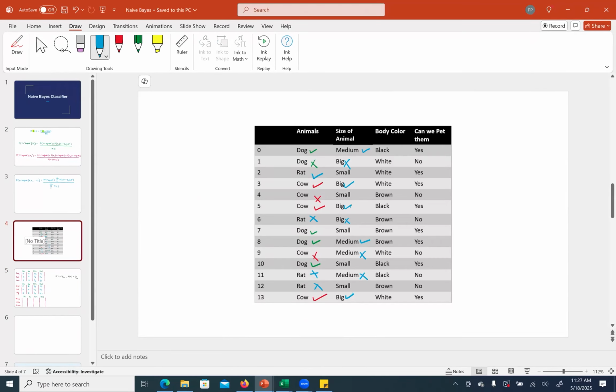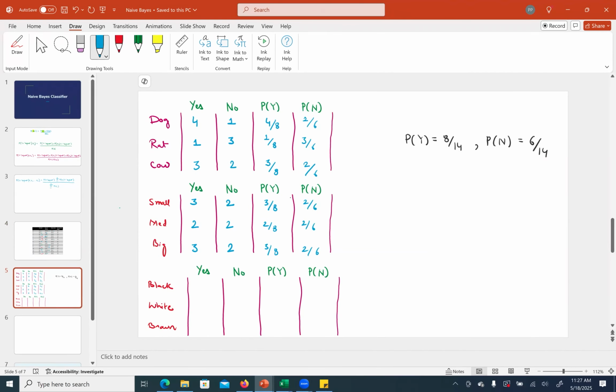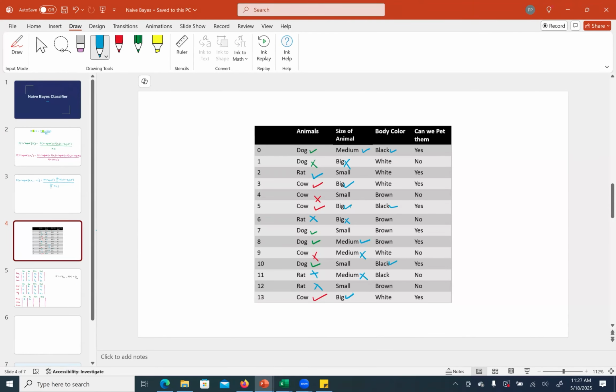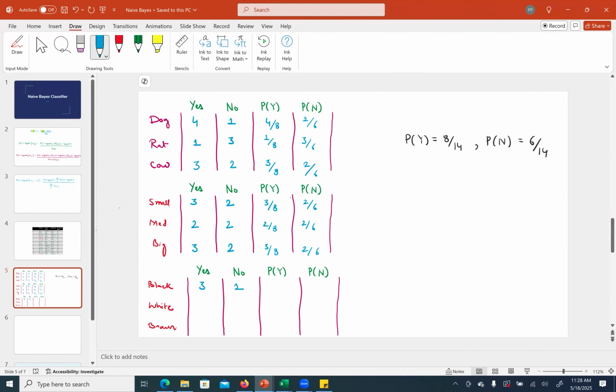How many blacks do we have as yes? 1, 2, 3. Okay, yeah, 3 yes. And only 1, I believe, no. So 3 yes, 1 no. For white, similarly: yes, yes, 2, 3 yes, and 2 no's.